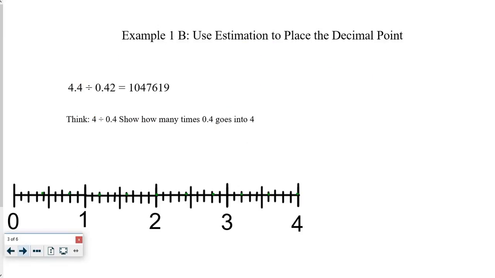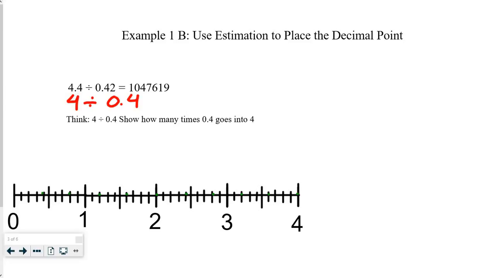If we're going to use estimation to place the decimal point using a number line, we're going to take 4 and we're going to round this to about 0.4. Because we can't round it up to 1, because that would equal 4, and that's not close. And if we round it down to 0, it's not going to work either, because you can't divide by 0. So think 4 divided by 0.4. How many times does 0.4 go into 4?